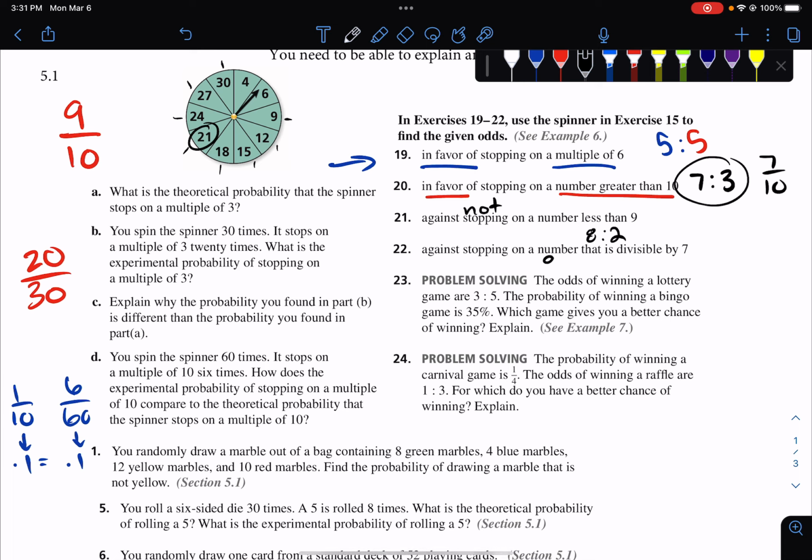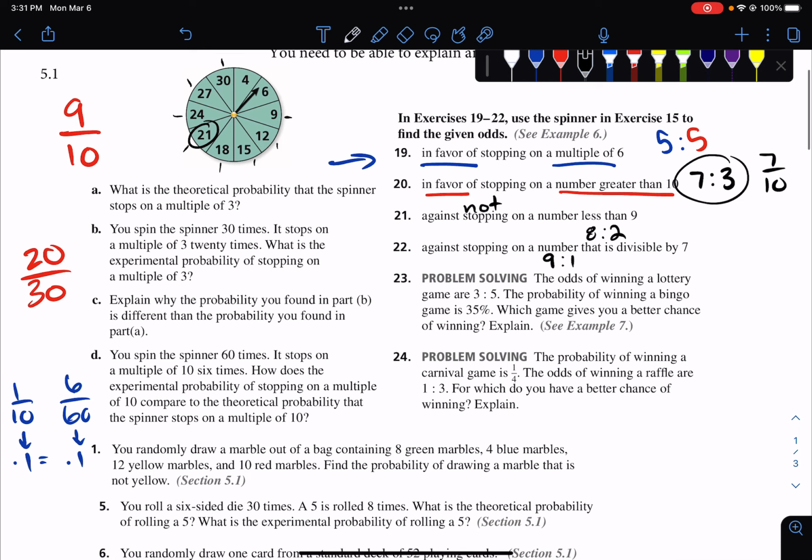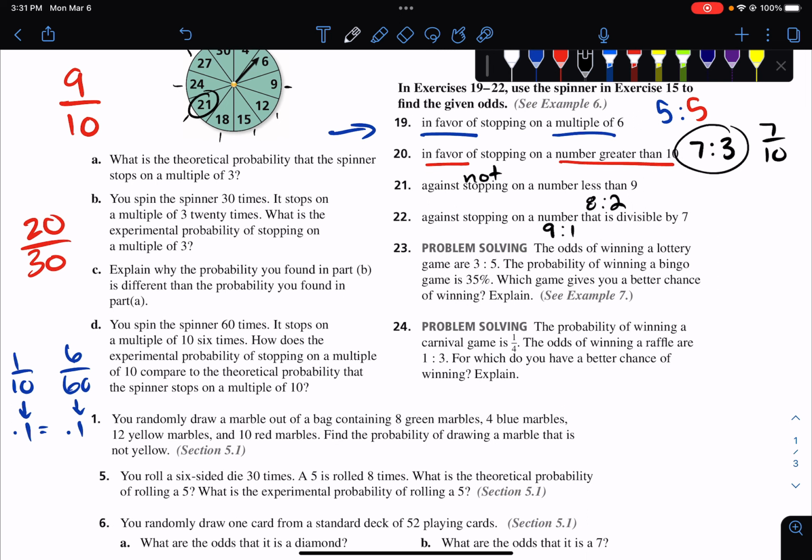So there are 9 that are not divisible by 7 and only 1 that is. So 9 to 1 would be the odds. Okay, number 23. We're kind of on this odds roll, so we'll keep going.